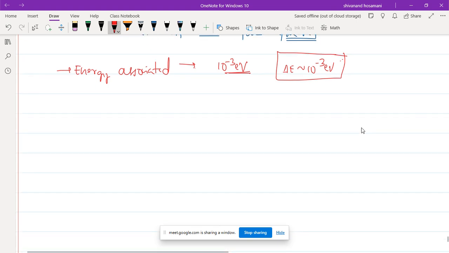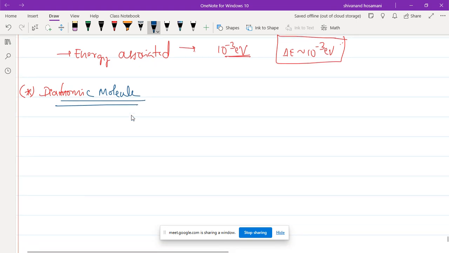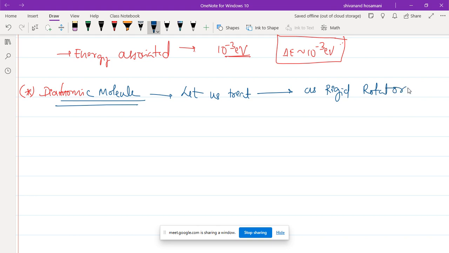And moreover, in pure rotation spectra, which simple molecule do we decide on? Diatomic. The syllabus gives diatomic molecules. Diatomic molecule, let us treat this as a rigid rotator. Why do we call this a rigid rotator? Because a diatomic molecule has one atom here, another atom here, connected by a single bond.